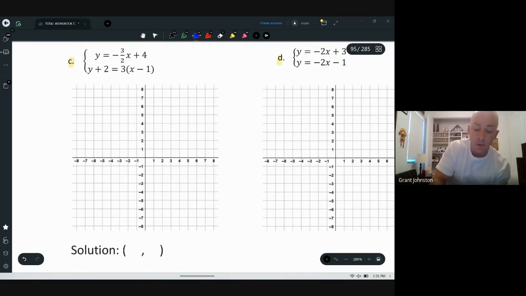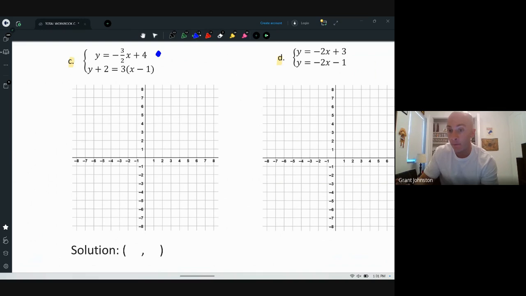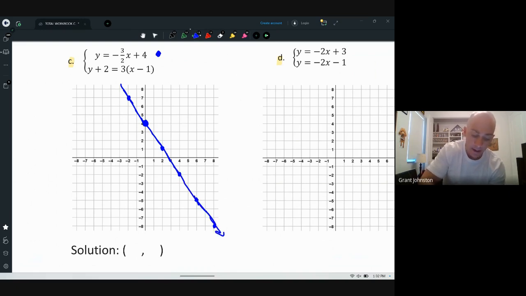All right, I'm going to do this one in blue. This is written in slope-intercept form. Y equals mx plus b. The y-intercept is 4. The slope is -3/2, meaning I'm going to go down 3 to the right 2. Doing that from that point, from the y-intercept. Down 3 to the right 2, down 3 to the right 2, down 3 to the right 2. I'm just going to continue that, because I'll put one up here as well. That line is graphed.